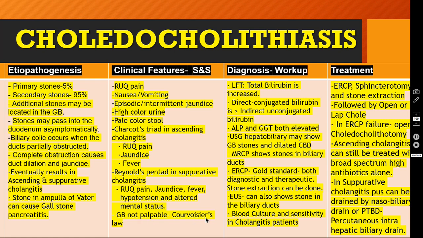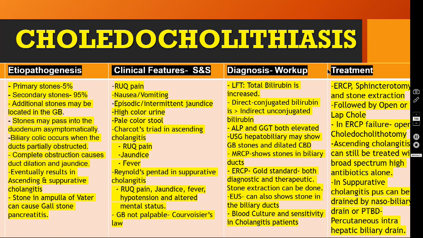This is your Courvoisier's law, which says in a jaundice patient, if gallbladder is palpably enlarged, that is not due to gallstone, because these stones in the CBD usually develop in the gallbladder only. So gallbladder might have undergone several episodes of infection and inflammation. In that process, the gallbladder might have become already fibrous, so it cannot get distended even though there is an obstruction to the flow of the bile in CBD.